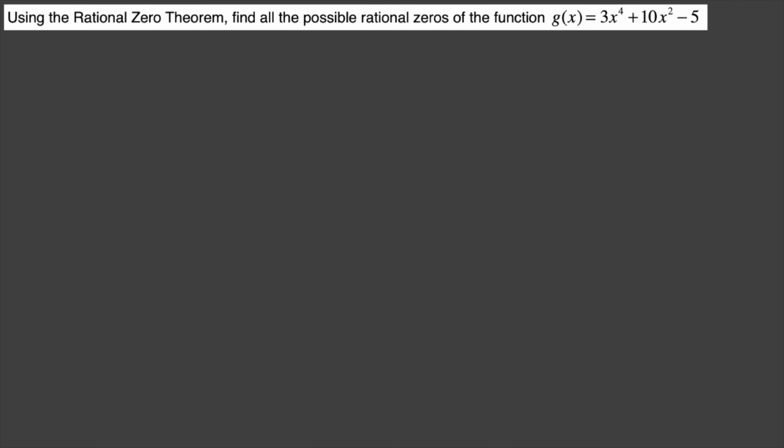This question says, using the Rational Zero Theorem, find all possible rational zeros of the function g of x equals 3x to the fourth plus 10x squared minus 5. So what is the Rational Zero Theorem?